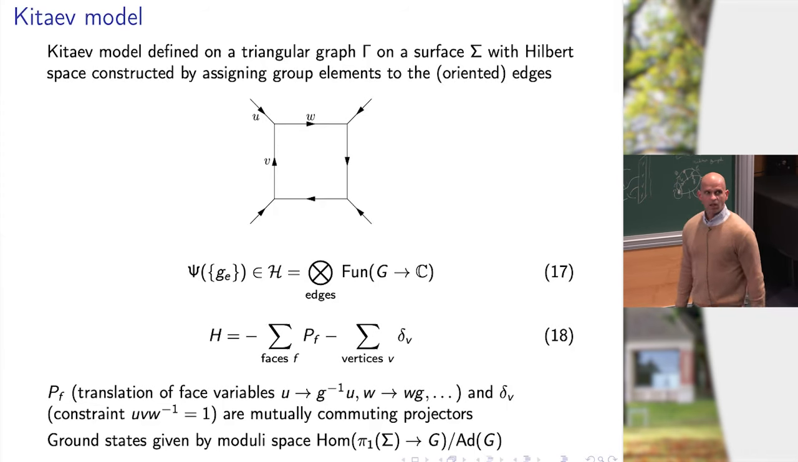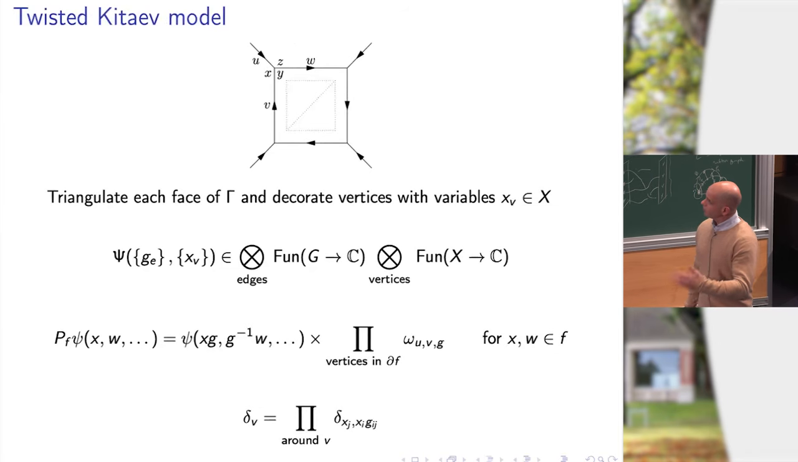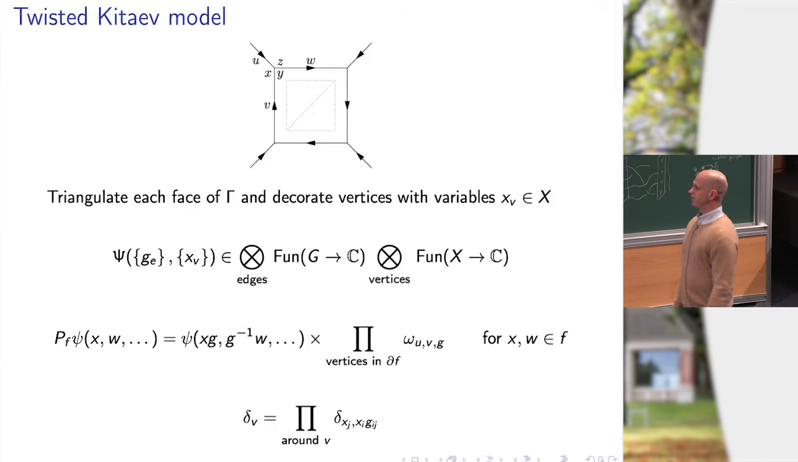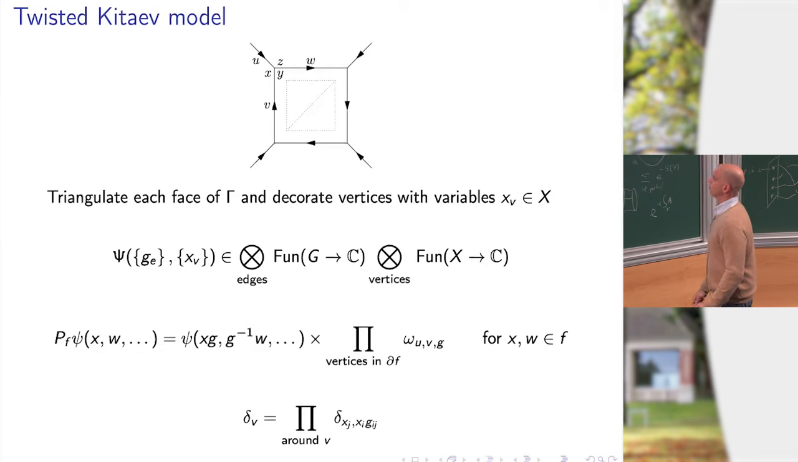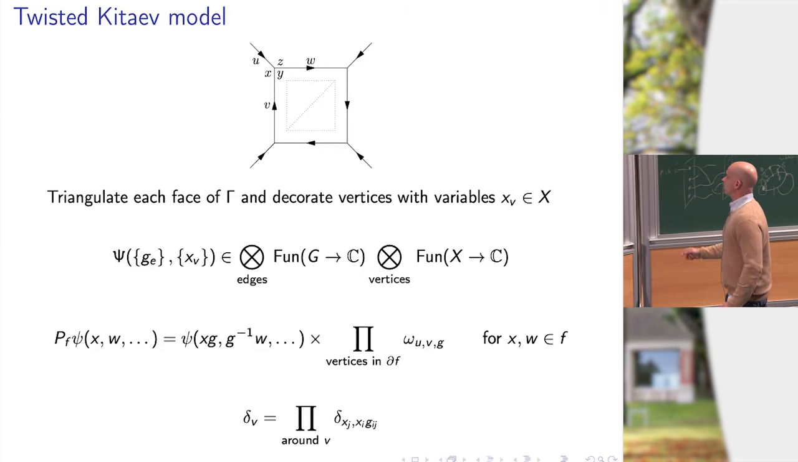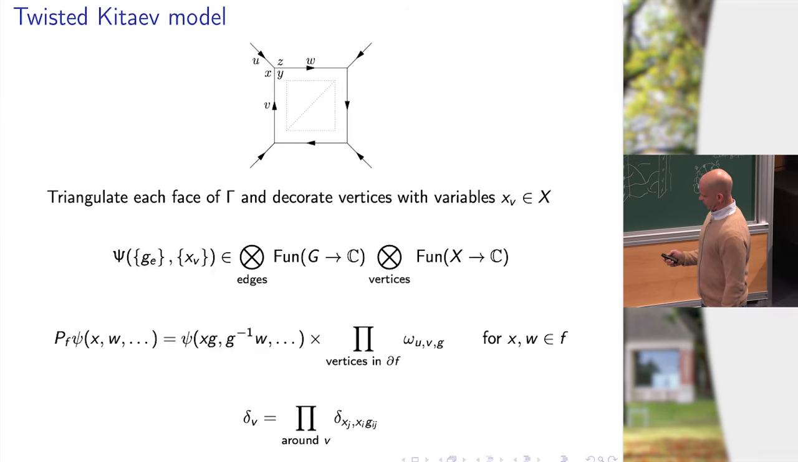Now, my last thing is to deform this. So we want to construct a deformed model. And that deformed model really relies on these two free cocycles. Now, the deformation is very easy to understand.